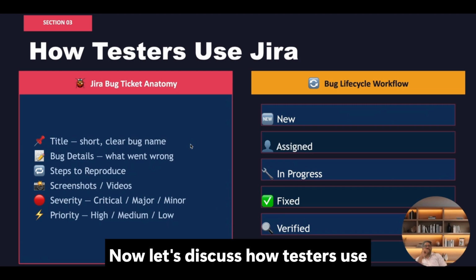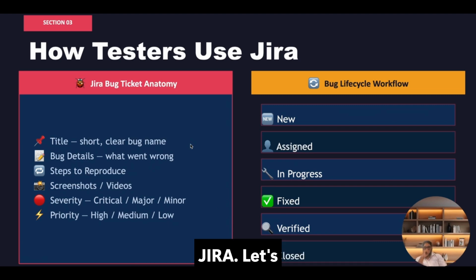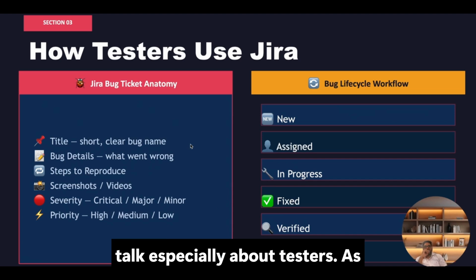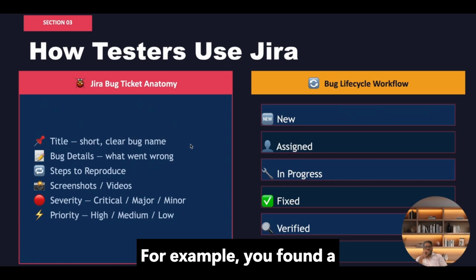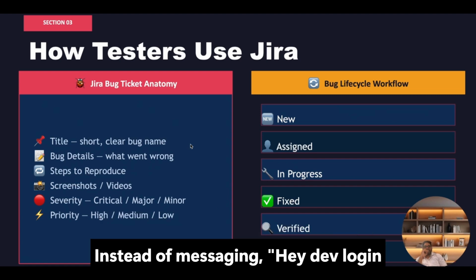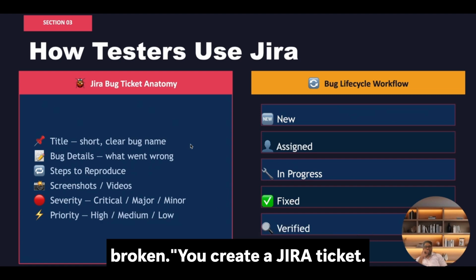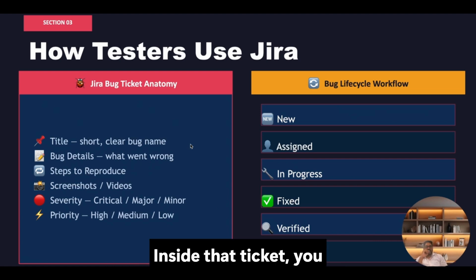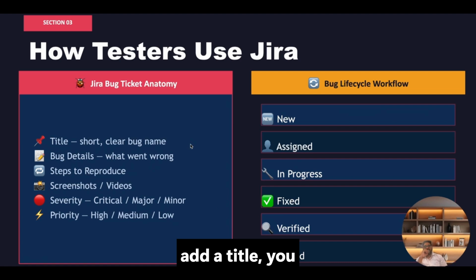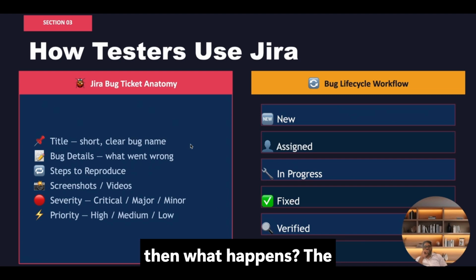Now, let's discuss how testers use Jira. Let's talk especially about testers. As a QA engineer, Jira becomes part of your daily workflow. For example, you found a bug. Instead of messaging, "Hey dev, login broken," you create a Jira ticket. Inside that ticket, you add a title, bug details, steps to reproduce, screenshots, severity, priority, everything. So everything stays documented.